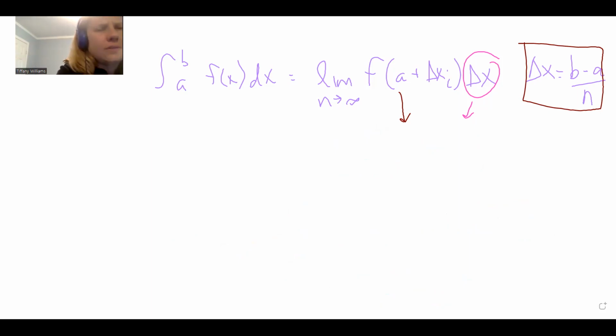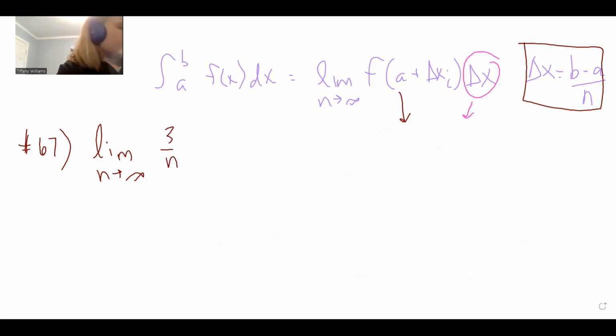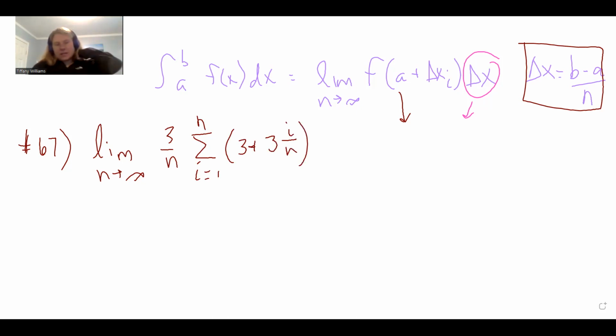So number 67, they give me the limit as n approaches infinity of 3 over n times the summation of i equals 1 to n of 3 plus 3i over n. So that's what we're given, guys.